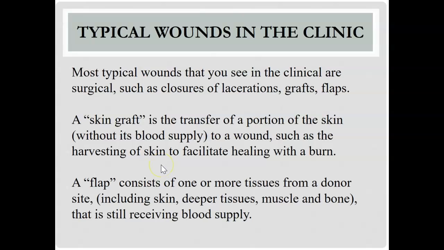Typical kinds of wounds you're going to see in the clinic: a lot of lacerations, grafts, and flaps. A skin graft is kind of what it says, the transfer of a portion of the skin without the blood supply. That's the key thing with the skin graft, to a wound, such as harvesting of skin to facilitate healing with a burn. A flap consists of one or more tissues from a donor site. Could include skin or deeper tissues, muscle and bone, that is still receiving blood supply.